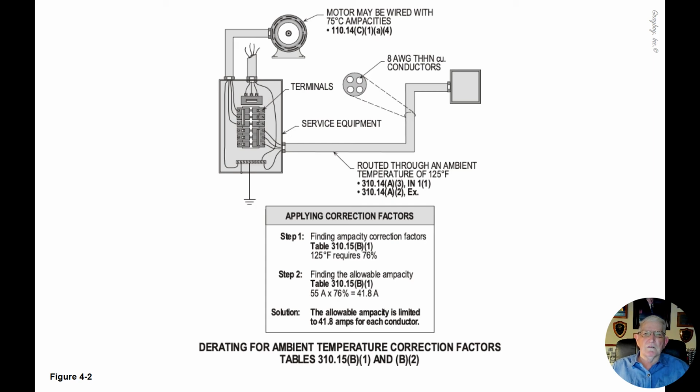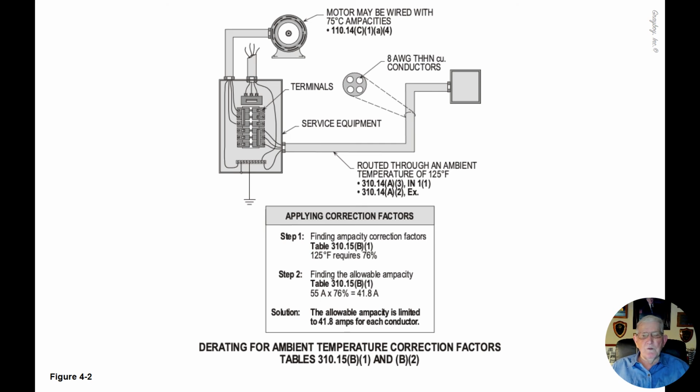Notice the motor is wired with 75-degree terminals in accordance with 110.14(C)(1)(a)(4). Now let's get back to the boxed-in calculation applying the correction factors. Step 1, finding the ampacity correction factors. We go to Table 310.15(B)(1). The 125 degrees Fahrenheit requires a 76% derate because we have routed the conductors in a raceway system through an ambient of 125 degrees Fahrenheit.